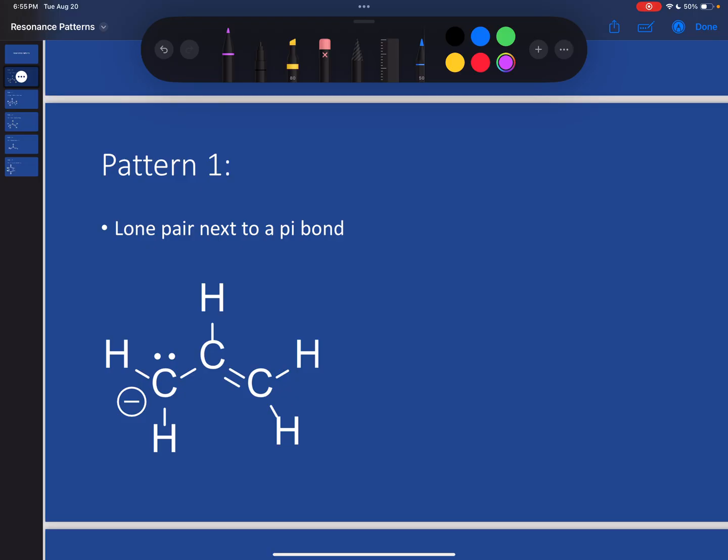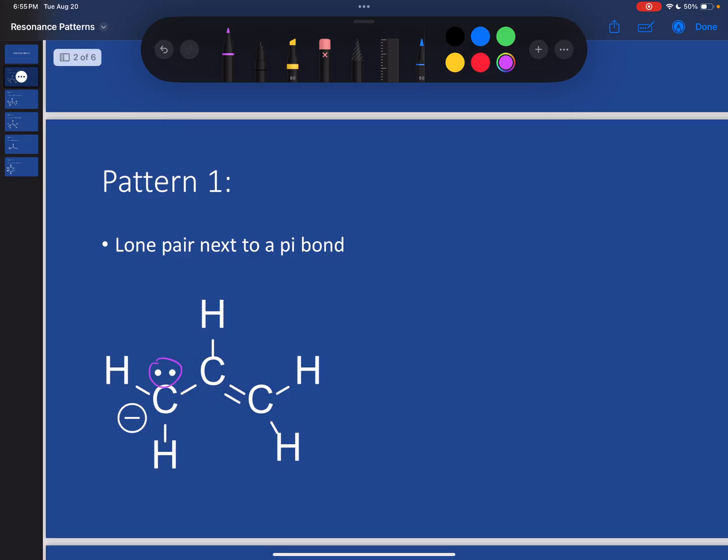So in this example, we do have a lone pair next to a carbon that contains a pi bond. So I know off the bat resonance is possible. The way this is going to work is we are going to use the lone pair electrons to actually make a pi bond. All right, so let's look at what we just did. If I use those lone pairs and I make a double bond here, I would have this structure.